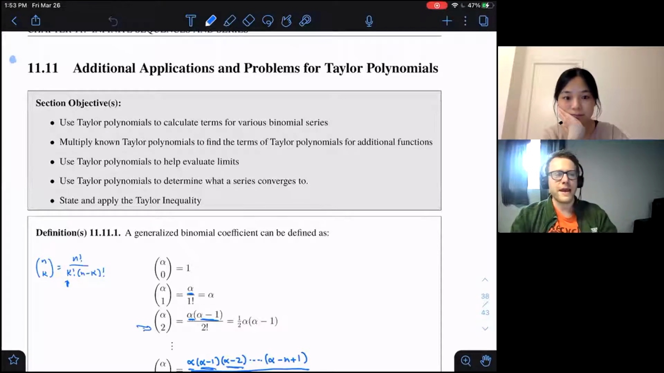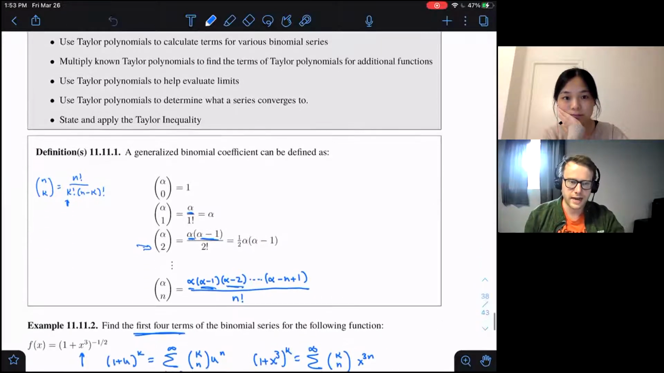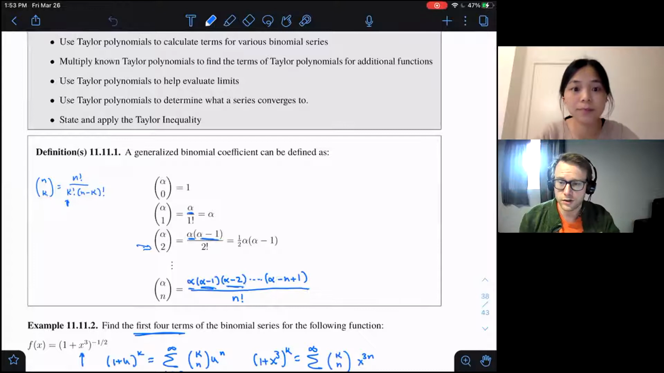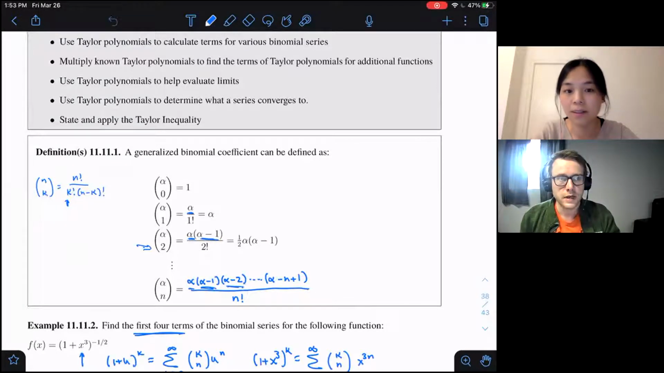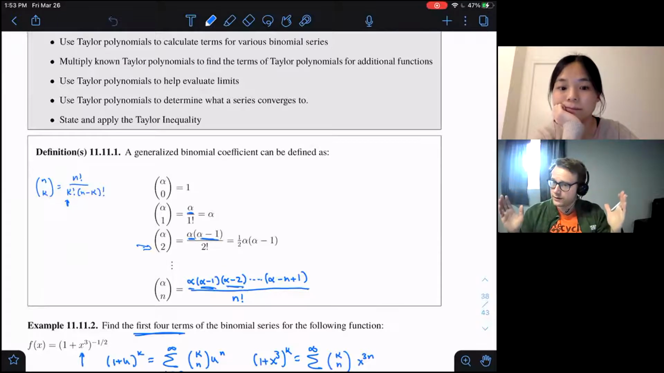So 11.11, the main things that we need to talk about from the 11.11, we'll do a little bit with the binomial formulas and whatnot next time. And on Monday's class, we're really going to be talking about the Taylor inequality and error. So when you use a Taylor polynomial or a Maclaurin polynomial instead of the full series, of course, these things are not equal. And so the question has to be asked, well, how much are they off by?